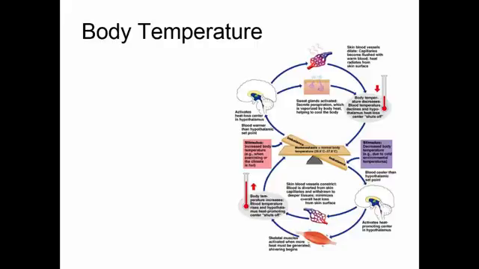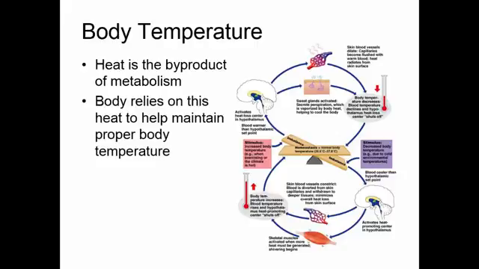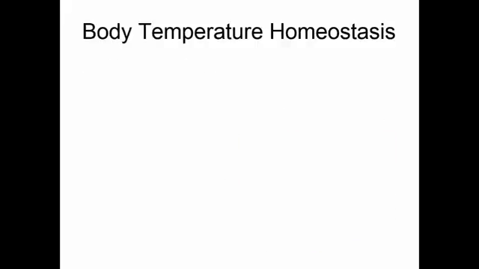Since food produces heat, it contributes to our body temperature. Heat is the byproduct of metabolism. The body relies on this heat to help maintain a proper body temperature. The thermostat for the body resides in the hypothalamus, so the hypothalamus is what balances our body temperature. There are 2 mechanisms that help maintain homeostasis of body temperature. One is our heat-promoting mechanisms.